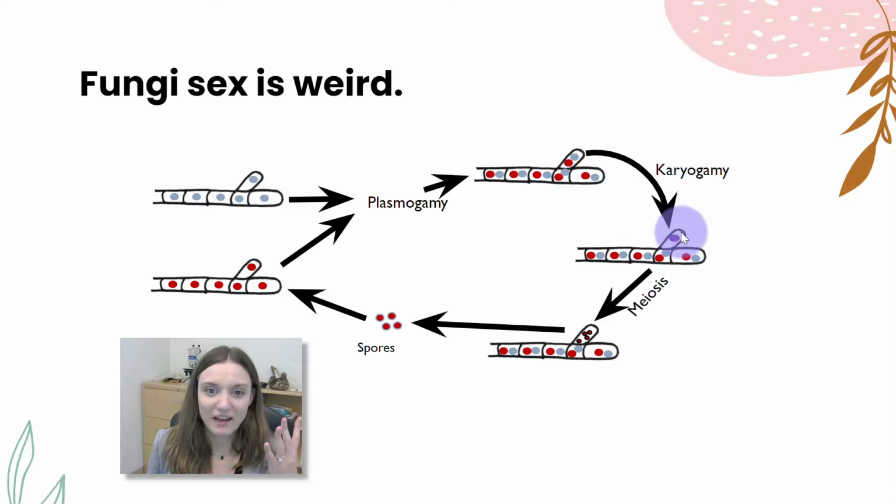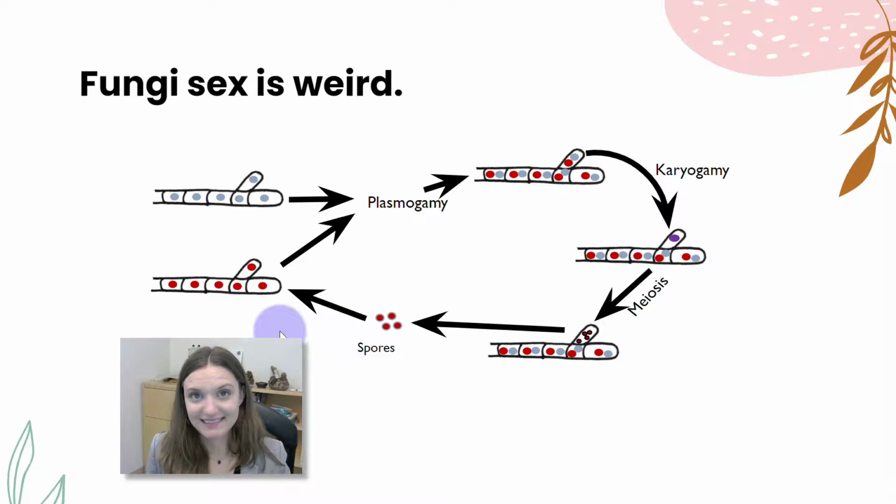So karyogamy, this diploid cell, then goes through meiosis to produce these haploid spores, which can then get sent out into the environment. And then these haploid spores go through mitosis to produce new hyphae, new mycelium, and the whole thing starts over again. Bonkers, right? Super weird. It can stay like this for a long time too. It can stay dikaryotic for a long time.